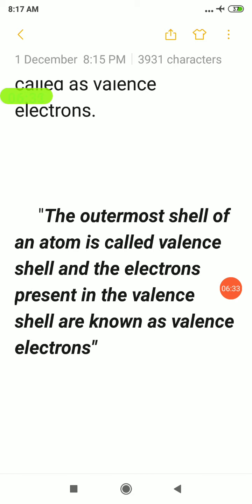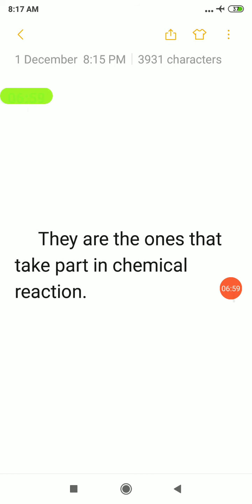So out of those shells, the last shell means that circular path. The last shell of an atom is called the valence shell, and the electrons present in the valence shell are known as valence electrons. Okay, is it clear? What is the valence shell? The last shell of an atom is called the valence shell, whereas the electrons present in the valence shell are called valence electrons.